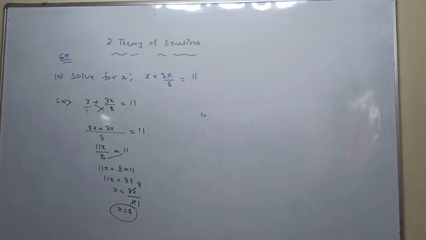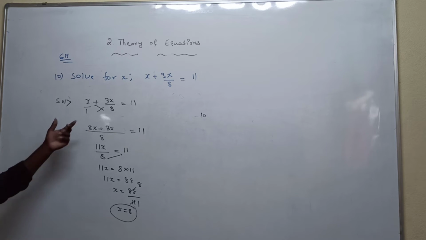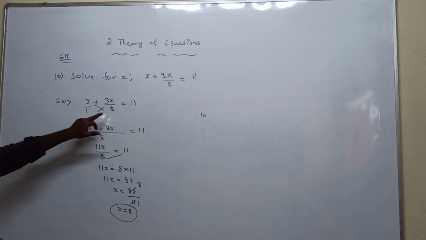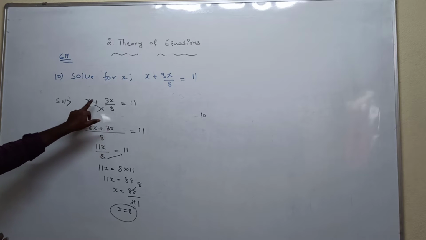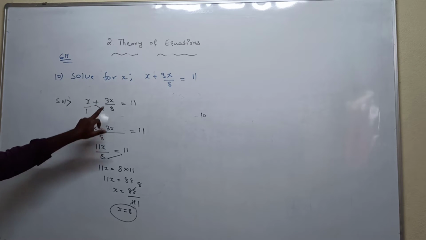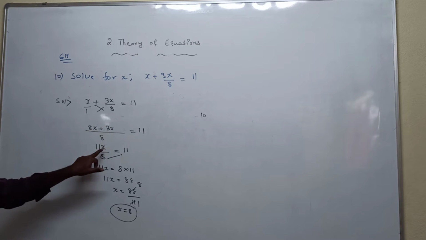So what are the given equations, student? As it is, the denominator is not given, so we can write it like 1. So x by 1 value is x, so we are only assuming. So now 1 and 8 LCM is 8. After that, take the cross product: 8 into x is 8x, the middle sign is plus, and 1 into 3x is 3x, is equal to 11. So numerator 8x plus 3x is 11x. The denominator value is as it is, equal to 11.